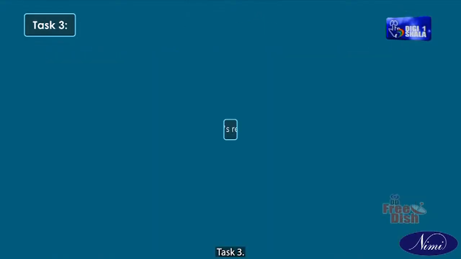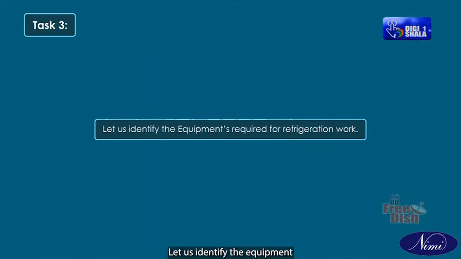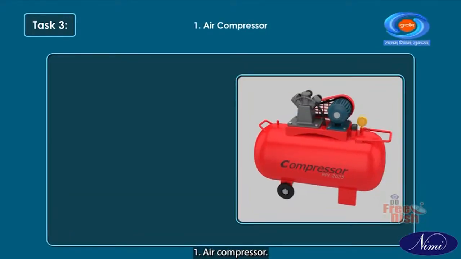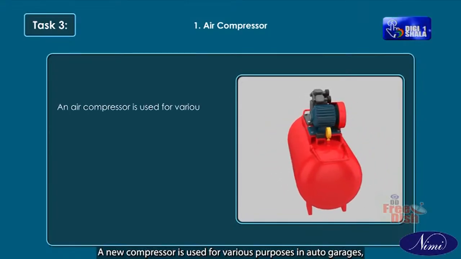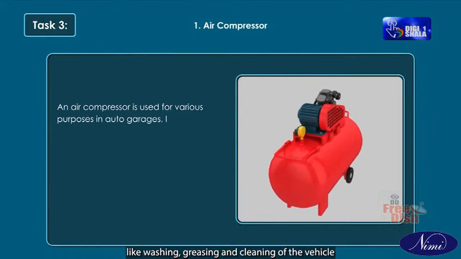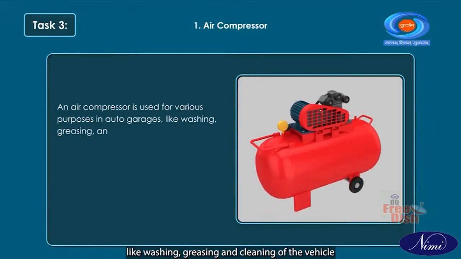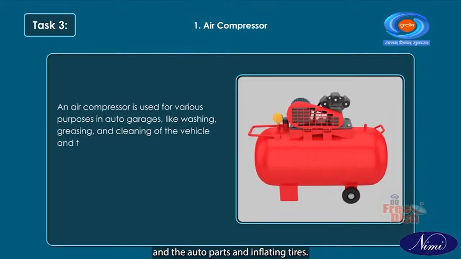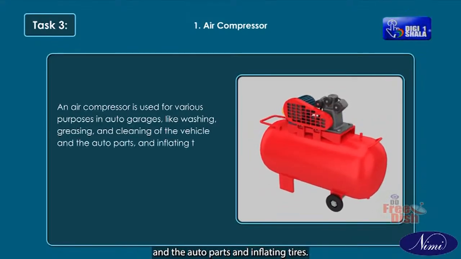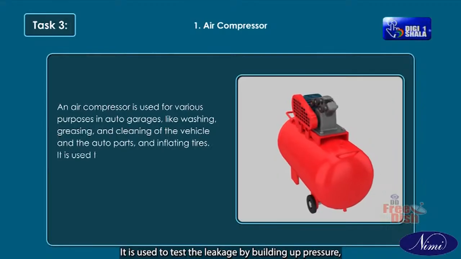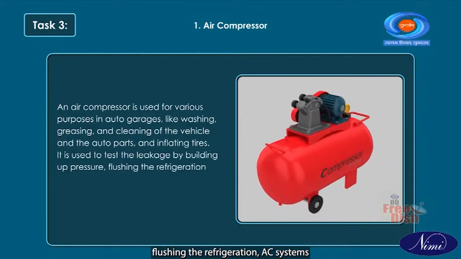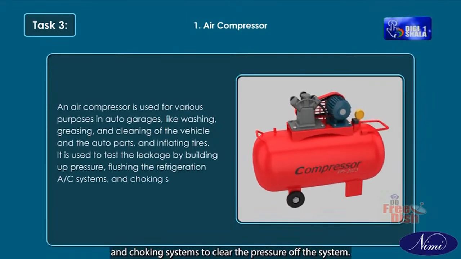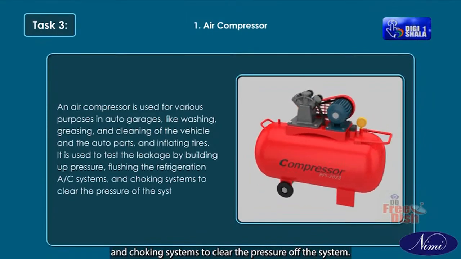Task 3. Let us identify the equipment required for refrigeration work. Number 1. Air compressor. An air compressor is used for various purposes in auto garages like washing, greasing and cleaning of the vehicle and the auto parts, and inflating tires. It is used to test for leakage by building up pressure, flushing the refrigeration and AC systems, and cleaning choked systems to clear the pressure of the system.